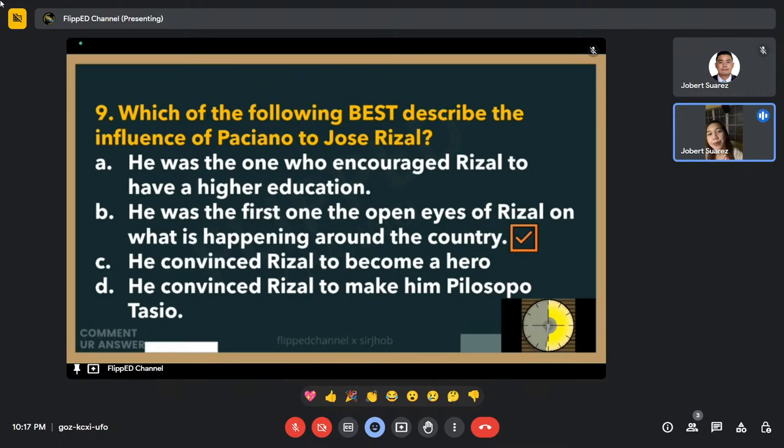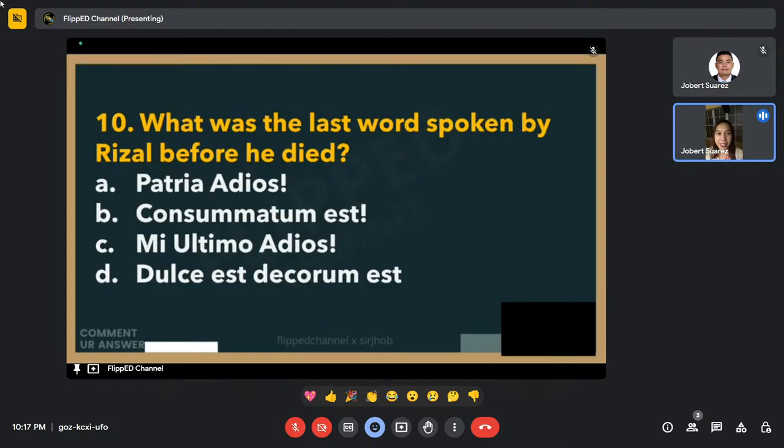Question number 10, tingnan tayo. Currently, we are already 60. Question number 10, what was the last word spoken by Rizal before he died? A, B, C, or D?